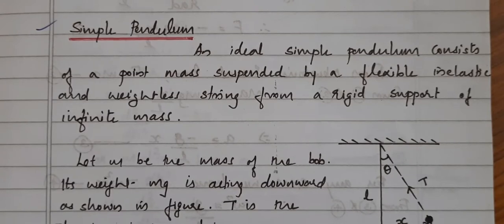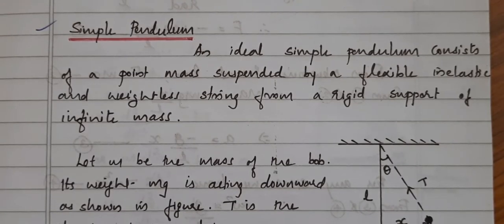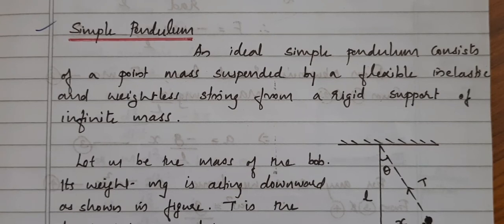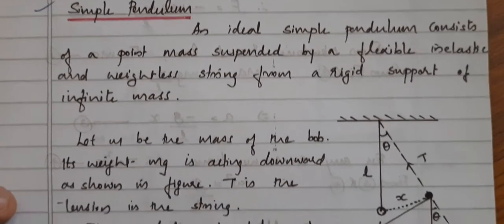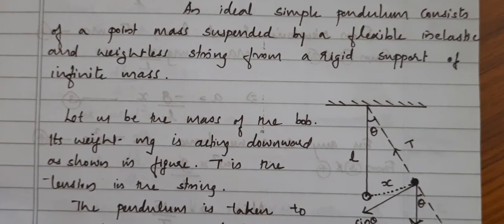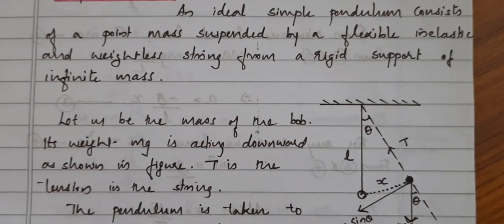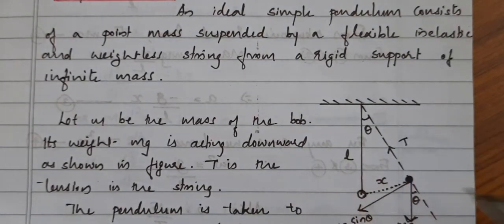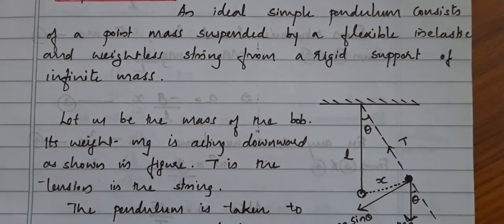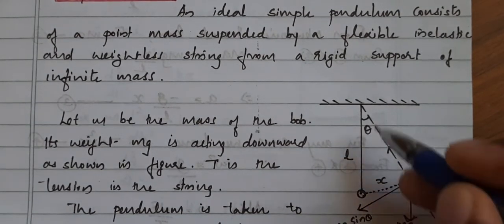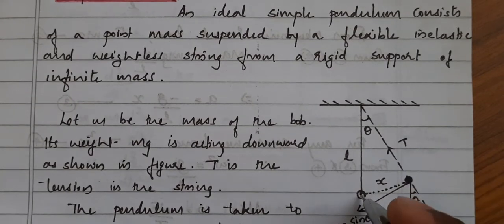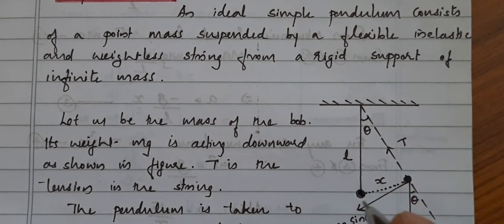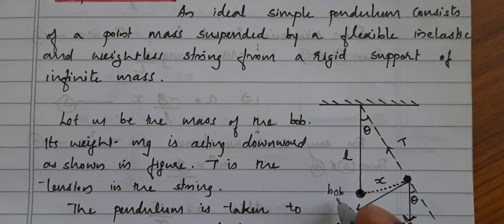Now let's come to the second example of simple harmonic motion. One we discussed, that is about the spring. Another one is a simple pendulum. So let's consider a simple pendulum. A simple pendulum consists of a point mass, a very small mass, suspended by a flexible, inelastic and weightless string. So the string you are taking should be inelastic. So this is the object, and this object is known as a bob, B-O-B.